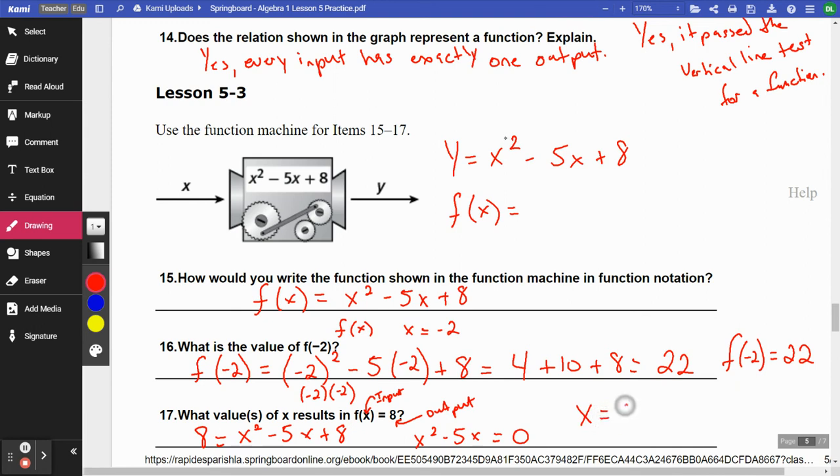This is a callback to your problem number 8B, right? 8B. This is also a callback to number 12 on page 78. This is a callback to those numbers there.